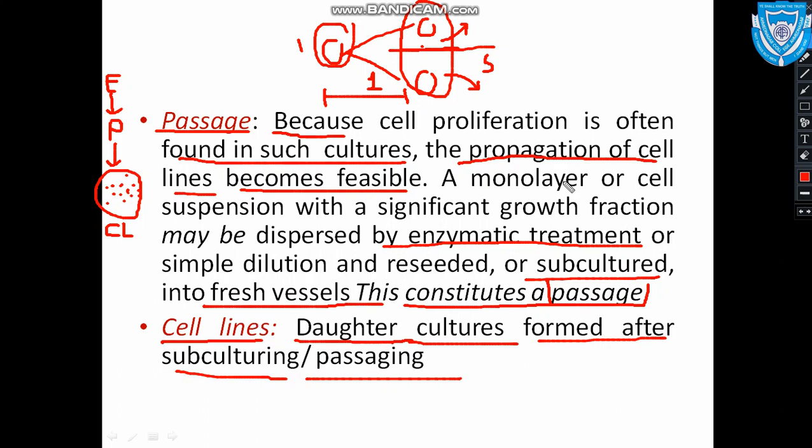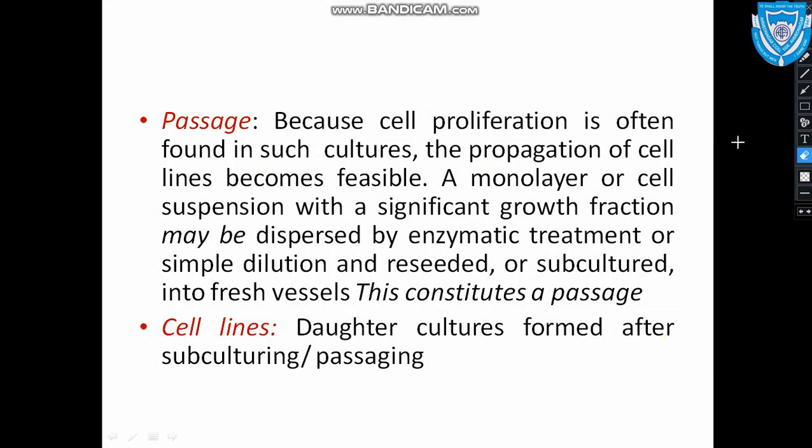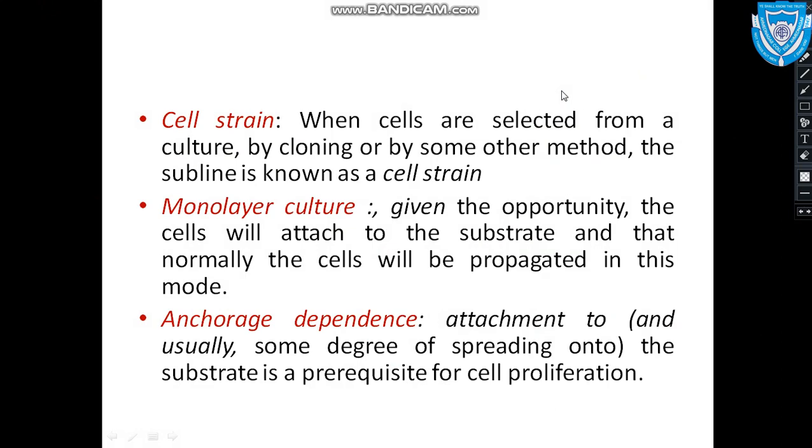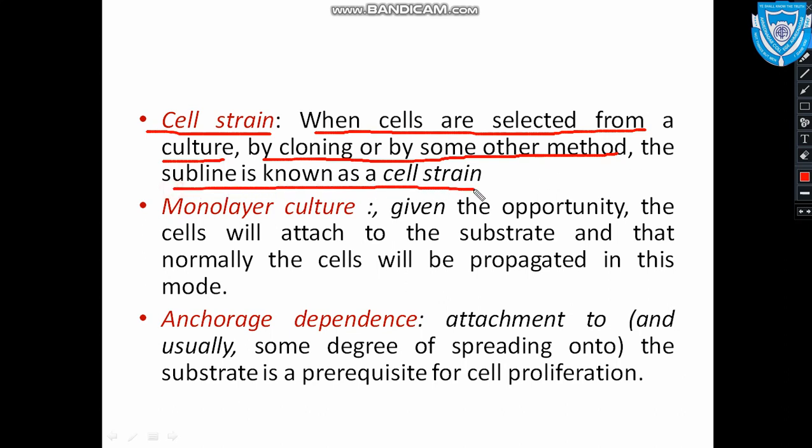So remember this term. Okay, let's go ahead with the next term on our next slide. The next term is cell strain. What is meant by cell strain? When cells are selected from a culture by cloning or by some other method, the subline is known as a cell strain. So guys, in simple terms, I am going to tell you what is meant by cell strain, right?